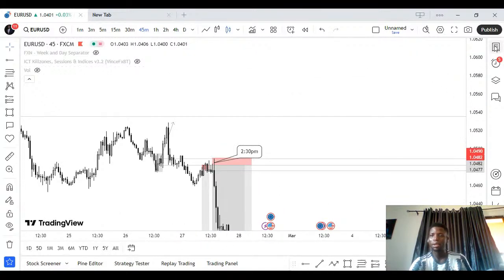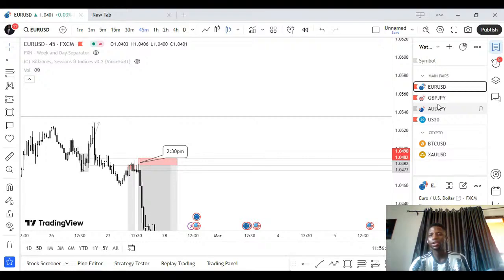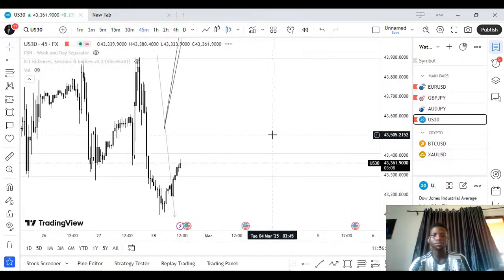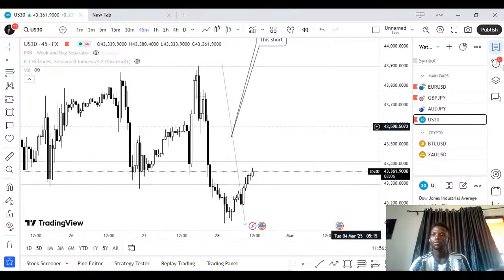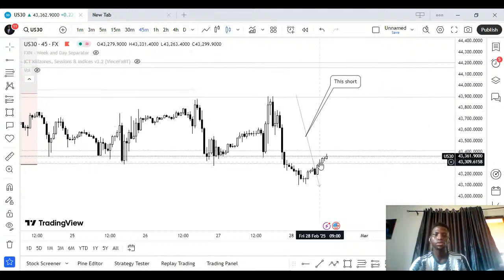I just showed you time and price on GJ. I showed you time and price on EU. Let's look at time and price on any other pair. US 30. There are no two ways about it. It is the same market.